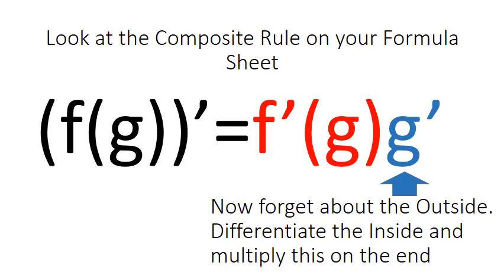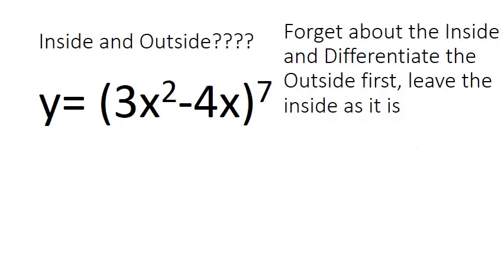We do still have to do something with the inside, and that is we then differentiate it and we multiply it on the end. So inside the brackets, it just stays as it was, and then we make another copy that we differentiate that goes on the outside. Does that make some sense? I hope so. Here's an example.